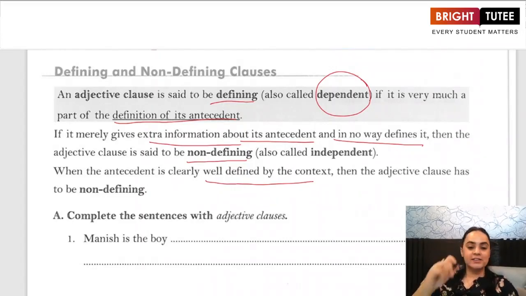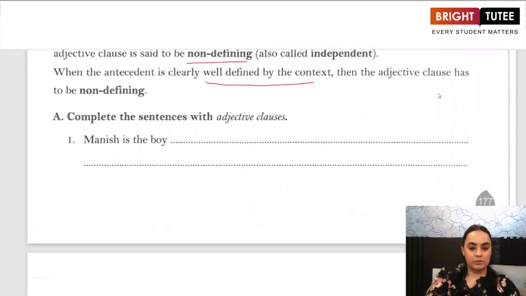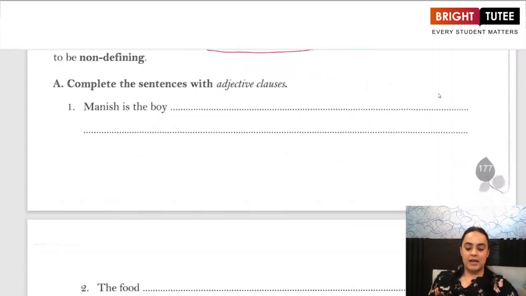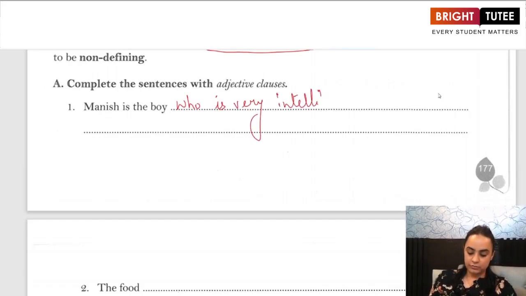Now let us look at the exercise which is given with it so that it is clear to you. Complete the sentences with the adjective clauses. Manish is the boy. As I said, they always begin with a relative pronoun. So Manish is the boy who is very intelligent.